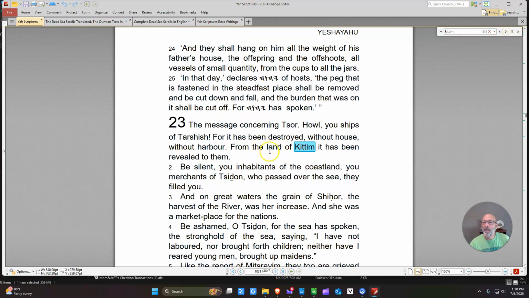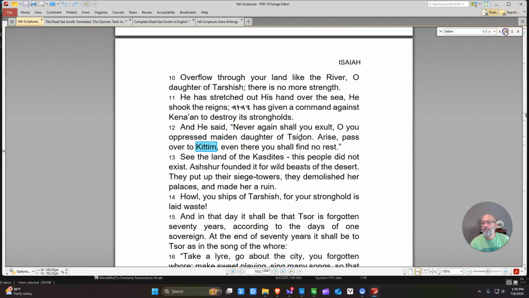And then we have from the land of Kittim in Isaiah, it has been revealed to them. And it's kind of interesting because maybe Rome is considered part of the land of Kittim too. But you can't get from the land of Kittim, you can't get Assyria. So it's kind of interesting where it all ends up going.